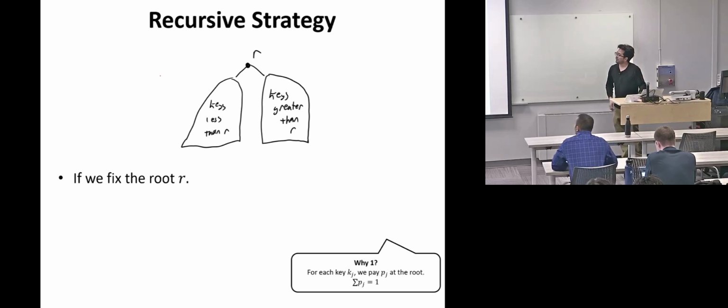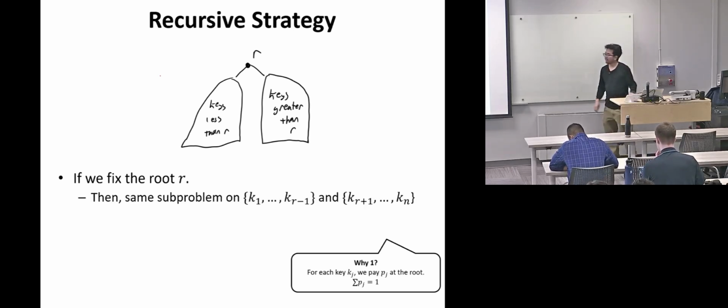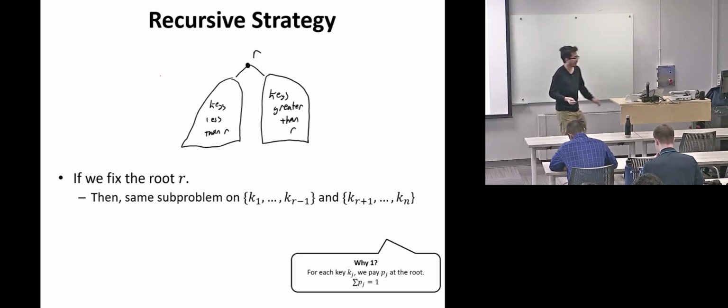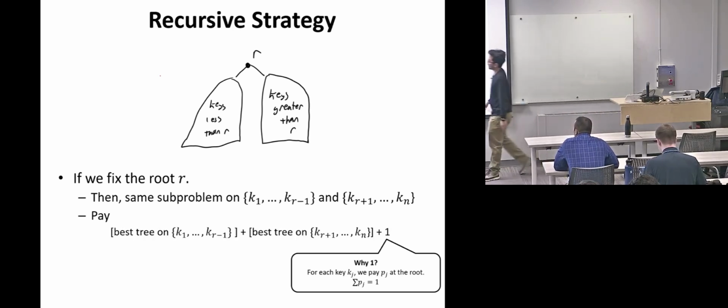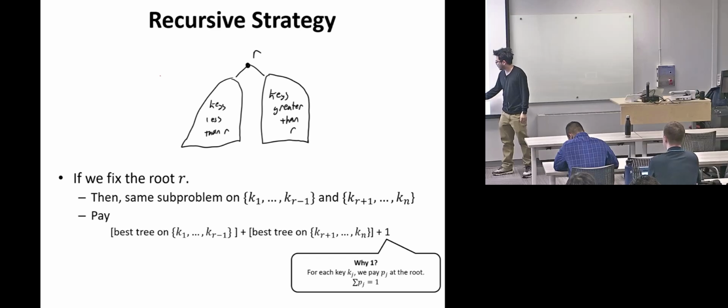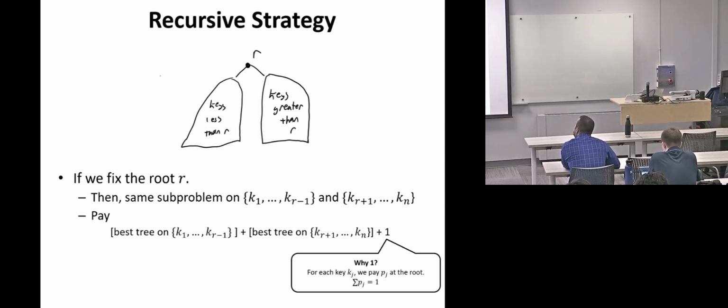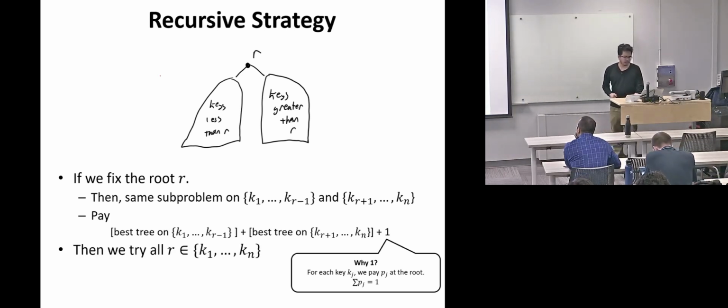Okay, so anyway, the point is we need to choose a root somewhere, and if we fix the root at R, we get two subproblems: everyone less than R and everyone more than R. In this case, the cost that we pay is the cost of the best tree on the left and the cost of the best tree on the right, plus 1, actually. Plus 1 because each key j will pay probability Pj at this first step, so you sum up over all Pj on the root node. And then just try all R and take the best solution over all R.